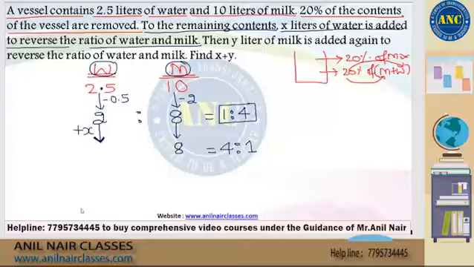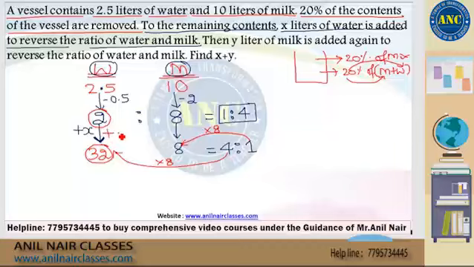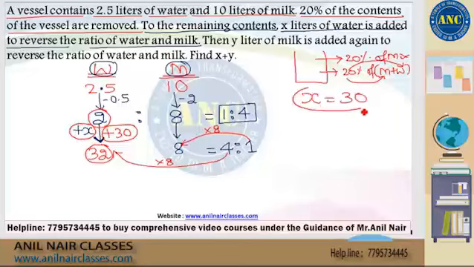According to the ratio, milk is 1. According to the question, milk is 8. 1 into 8 is 8, and 4 into 8 is 32. Earlier it was only 2 liters of water, now it is 32 liters of water. 2 liters of water became 32 liters, so you added 30 liters of water. X value is nothing but 30. So beautifully you can answer all these questions, sir.